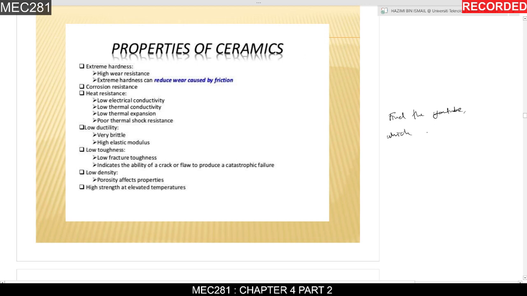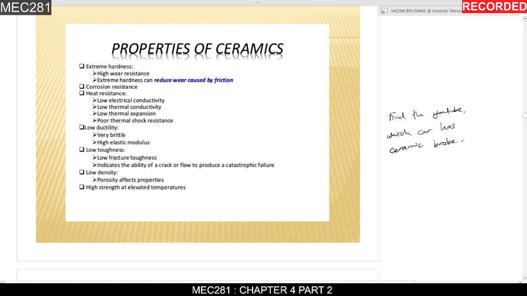Which car has ceramic brake? Okay, normally in our car, we have disc brake using the metal. But in the high-end cars, like supercars or hypercars or sport cars, they maybe have the ceramic brake instead of steel disc brake. This is manufactured by using the steel.